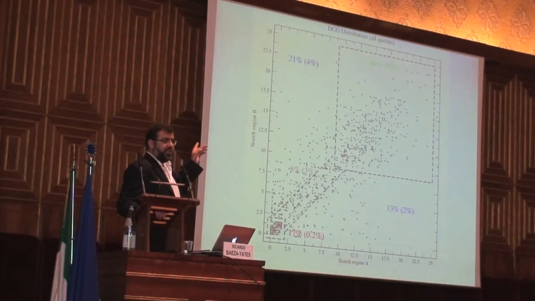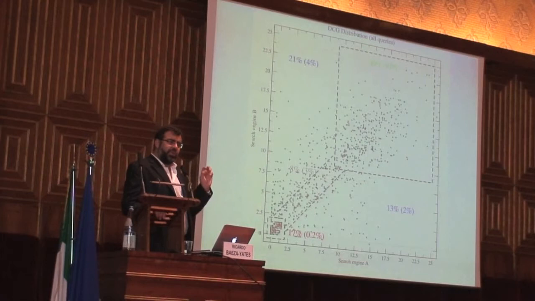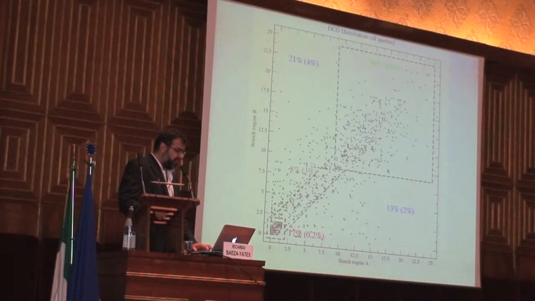So these are the percentages taking the three pairs of the three search engines: A, B, B, C, and A, C. The percentage inside the parentheses is with the corrected sampling, which is the real distribution. So for example, if you do the usual sampling that people do, you get 40% on the solved set. If you correct, you get 91%.